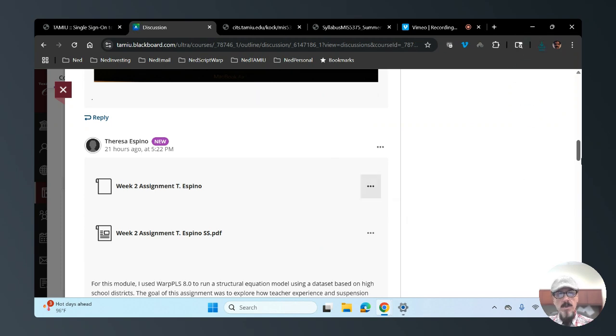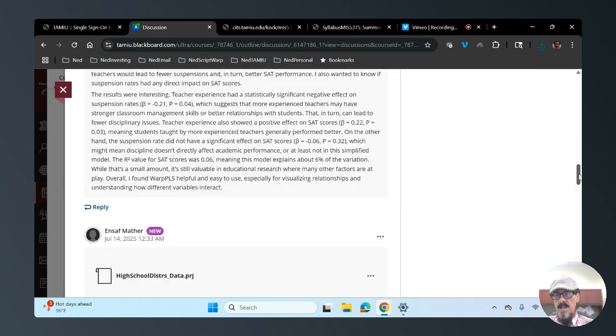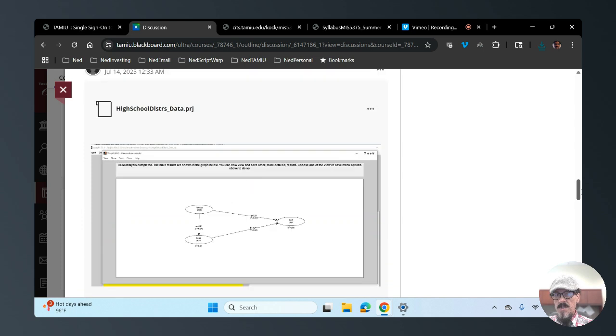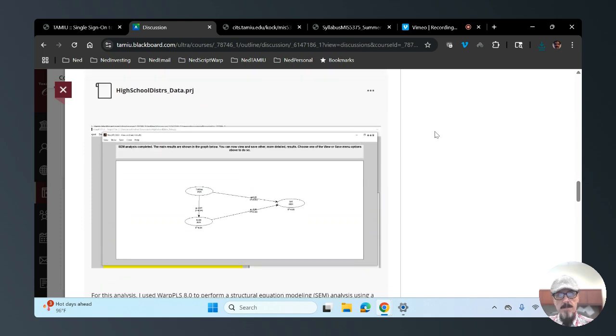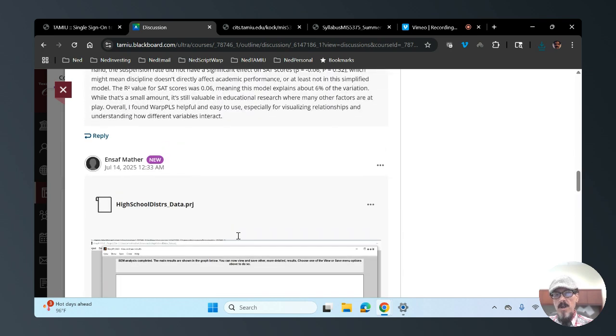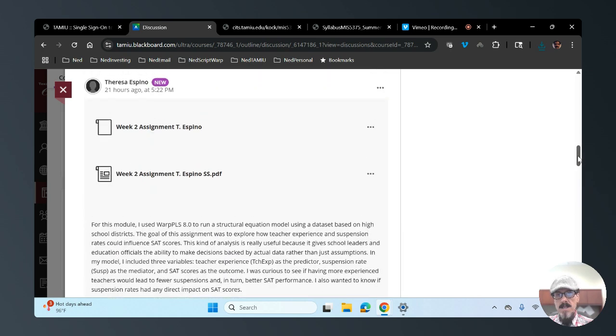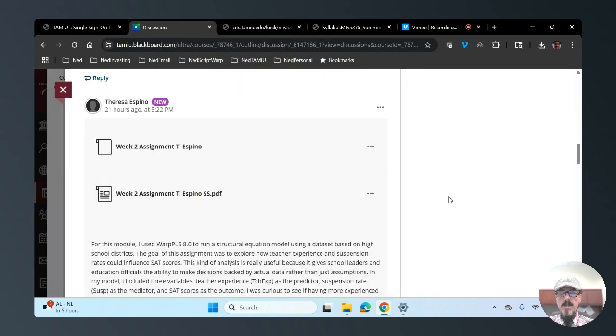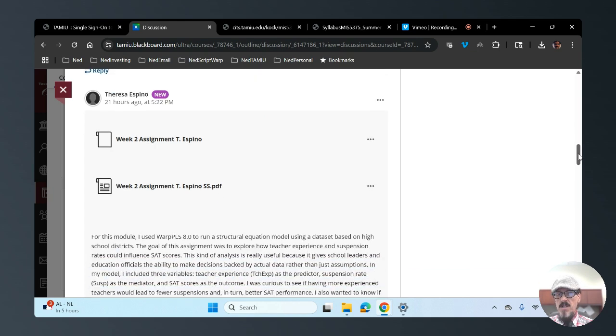So you need to add as attachments, like the other students did, the screen snapshot as a PNG file and the .prj file. Yes, I just checked, and I would recommend for Teresa to do what the other students did, following the instructions.